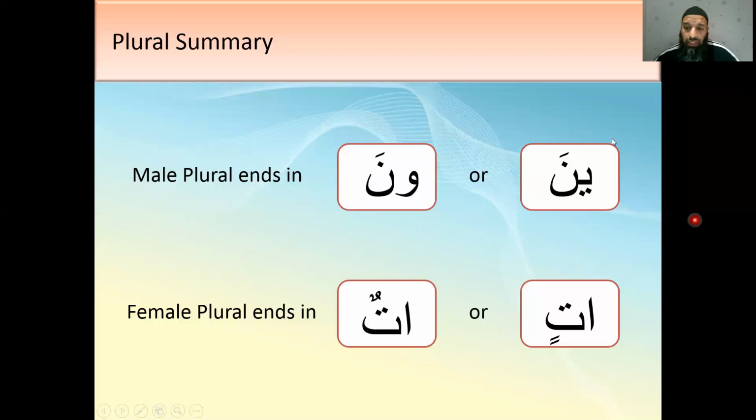So this is what you need to take home with you. Una and ina is plural for masculine words. Atun, atin is plural for feminine words. It's the template you need to learn, and then you can stick other words in there. So the template is very important.